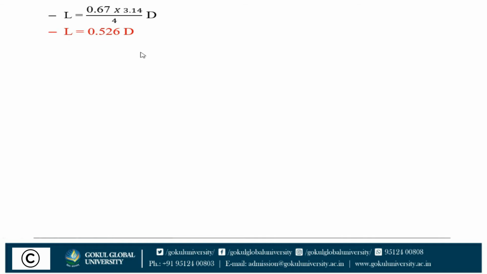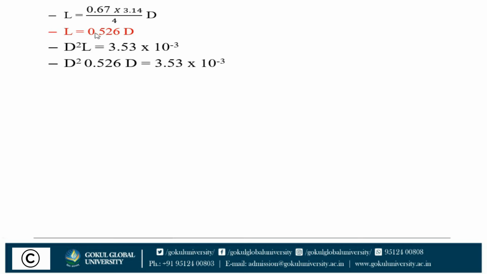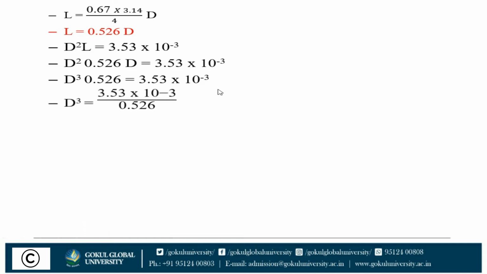So put this value of L in the above equation. D square L is equal to 3.53 cross 10 to the minus 3. So in D square L, what is the value of L? It is 0.526 D. Put this value in here. 0.526 D cubed is equal to 3.53 cross 10 to the minus 3. So D cubed is equal to that divided by 0.526.